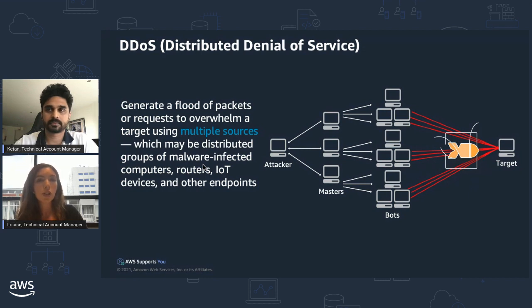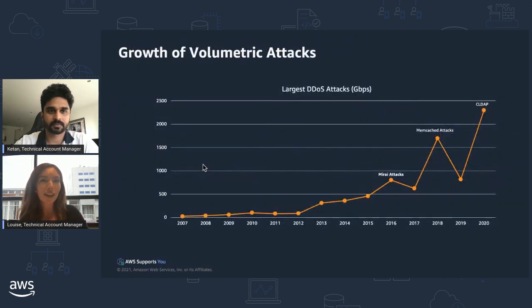So we can distinguish DDoS attacks based on which layer of the OSI model they attack. The most common layers are 3 and 4, so network and transport layer, and these are known as infrastructure attacks. And also presentation and application layer, so layer 6 and layer 7 attacks, and these are known as application layer attacks. Ketan will be going into more detail on those in the next few slides.